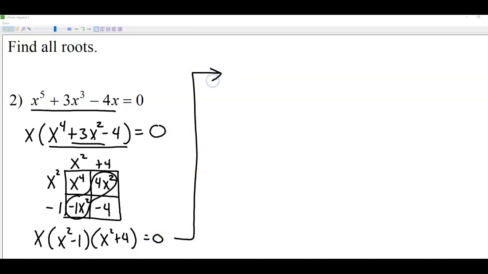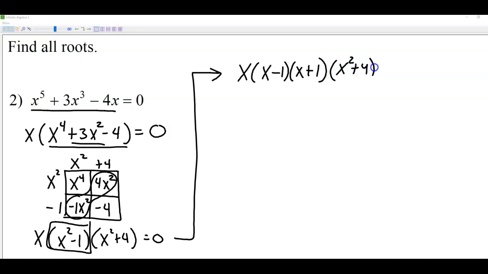All right, and we want to keep factoring. This guy here is a difference of squares. The square root of x squared is x, and the square root of 1 is 1, so we get x plus 1 and x minus 1. This last one is not a difference of squares because there's an addition instead of subtraction.